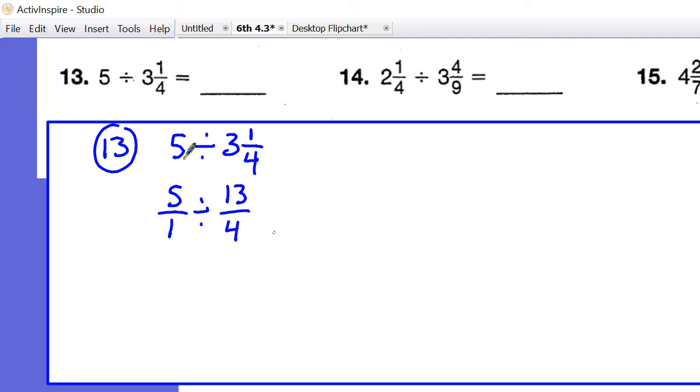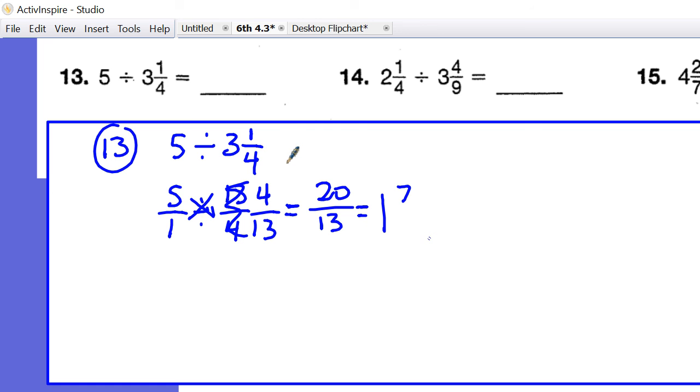The second step is to multiply by the reciprocal of the second term. So I rewrite 13 over 4 as 4 over 13. Now I check diagonally for things that simplify, and there are no common factors. So now I multiply straight across. 5 times 4 is 20. 1 times 13 is 13. 20/13 is an improper fraction that I need to rewrite as a mixed number. 20 divided by 13 is 1 whole with 7 remaining, and the denominator stays 13. The correct answer to number 13 is 1 7/13.